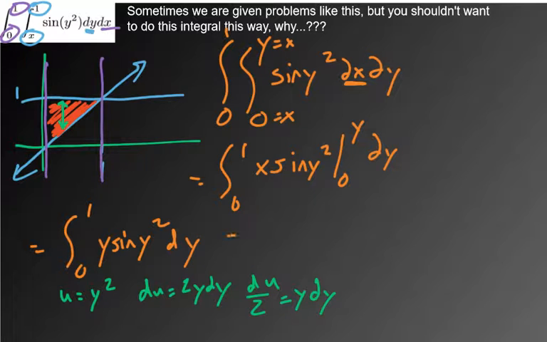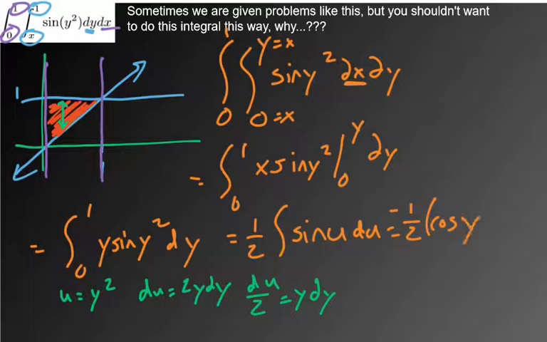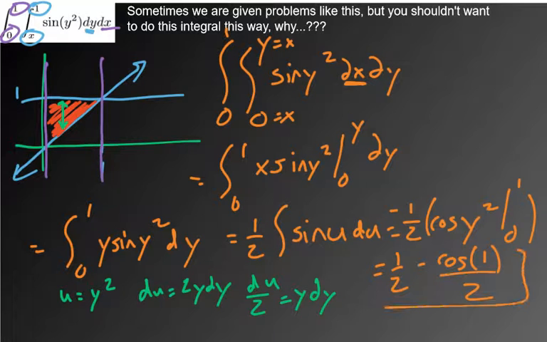So we're basically going to switch it to, we can take a half out, and then we're really just going to be doing sine u du. And if we do that out, we just get cosine, negative, sorry, put a negative on the 1, negative cosine u, but then I'm going to plug back in the y squared, and then we're going to do this from 0 to 1. So if we solve all that out, we get 1/2 minus cosine of 1 over 2.